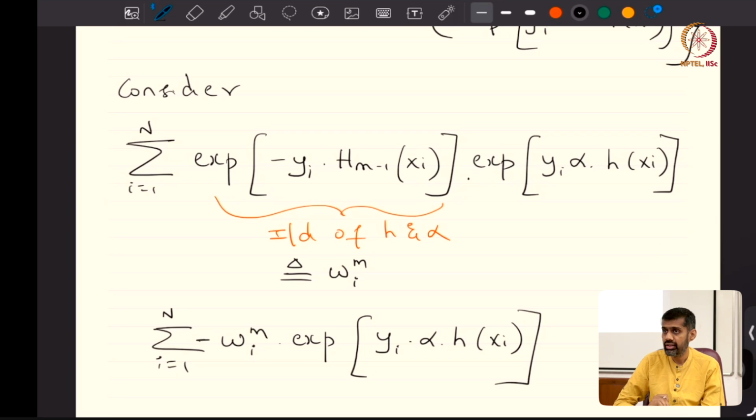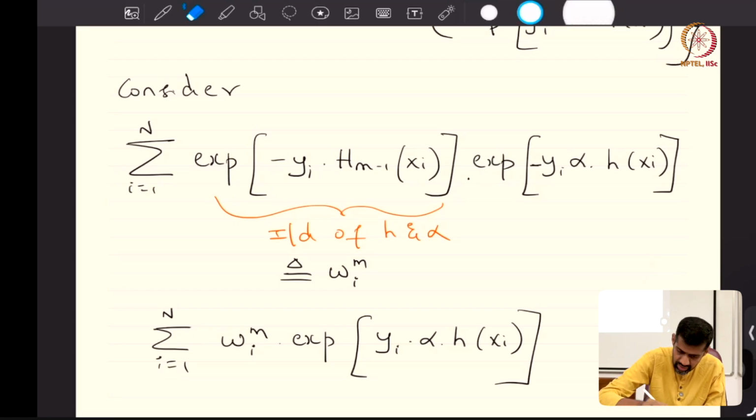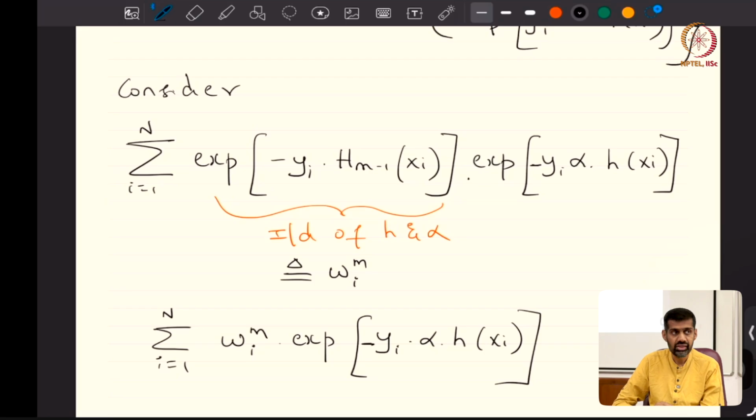Correct. Oh, the minus has to come inside, you are saying. So, there is a minus here, yeah, and there is a minus here as well. Correct, yeah. Okay.